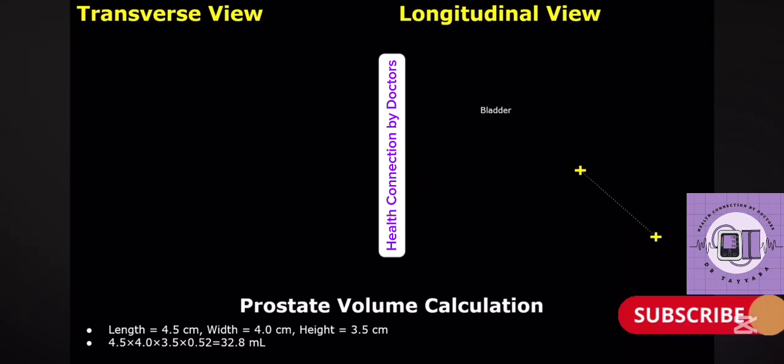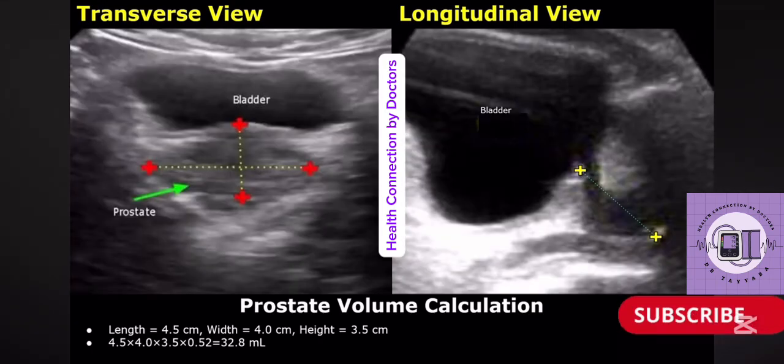Let's look at an example. If the width of the prostate is 4 centimeters, its height is 3.5 centimeters, and its length is 4.5 centimeters, let's apply the formula, which is length times width times height times 0.52. 4.5 times 4.0 times 3.5 times 0.52 is equal to 32.8. So the estimated prostate volume in this case is 32.8.